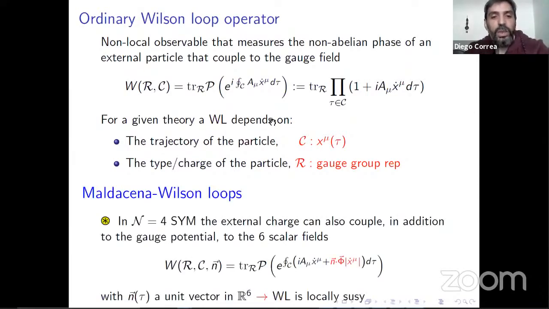But today I will also discuss some other fancier Wilson loop, the so-called Maldacena Wilson loop, which for instance you could define in N=4 super Yang-Mills. In N=4, in addition to the gauge potential, you have all the fields in the adjoint representation, but in particular, you have 6 scalar fields. So you can define this Wilson loop that couples not only to the gauge field, but also to the scalars through this coupling specified by this 6-dimensional vector, n, which can in general be a function of the parameter of the curve. But if you take this vector to be unitary, this Wilson loop is locally supersymmetric, and as you might guess, this is typically quite convenient.